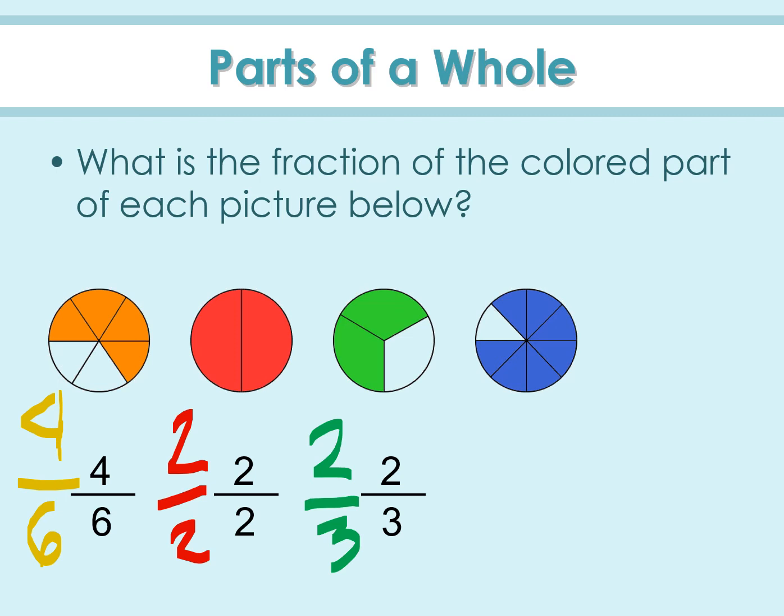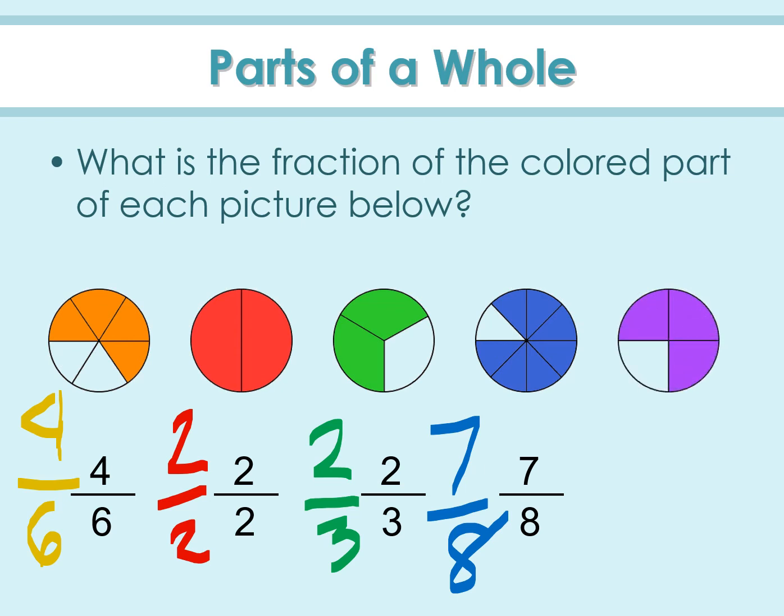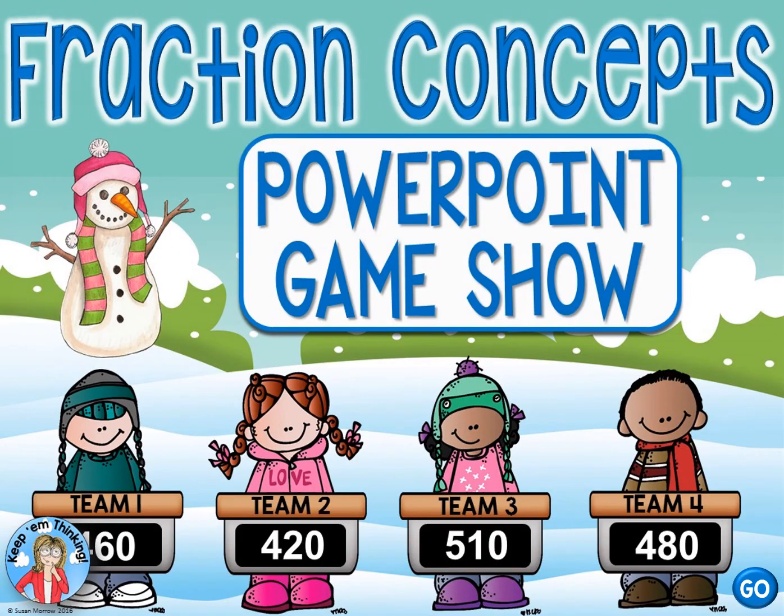The answer is 7 shaded parts over 8 total parts, or 7/8. Good job if you got that right. Last one. We've got 3 shaded parts over 4 total parts, and our answer is 3/4. The more we practice, the better we will do.